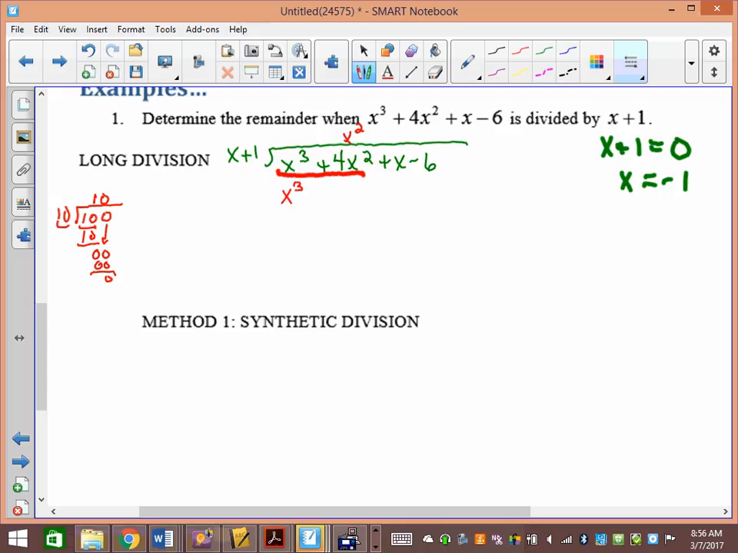1 times x squared is x squared. And then I subtract it. X cubed minus x cubed is 0, so I'm not going to write it. 4x squared minus x squared is 3x squared. And then I drop down the plus x. And then I say, what times x gets me 3x squared? A plus 3, x. So I'm going to go x times 3x is 3x squared. 1 times 3x is 3x. And you subtract them and you get, this cancels, and x minus 3x is negative 2x. Bring down the minus 6.